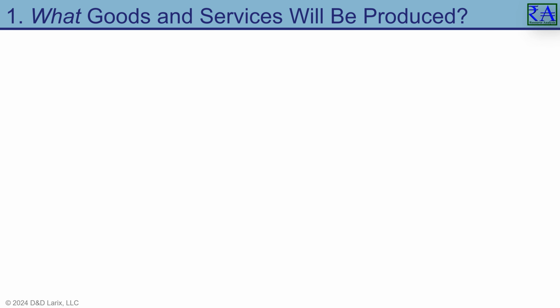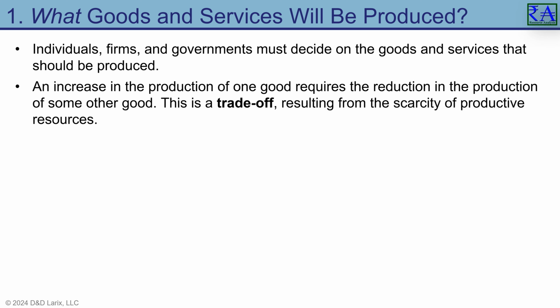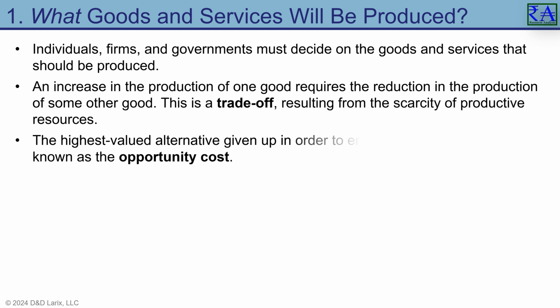Deciding what goods and services to produce is a fundamental question for any economy. This decision is shaped by the choices of consumers, firms, and the government, and each choice carries an opportunity cost. For example, if the government decides to increase funding for space exploration, the opportunity cost might be the potential advancements in cancer research that are foregone. This trade-off results from the scarcity of resources. We simply can't do everything at once.